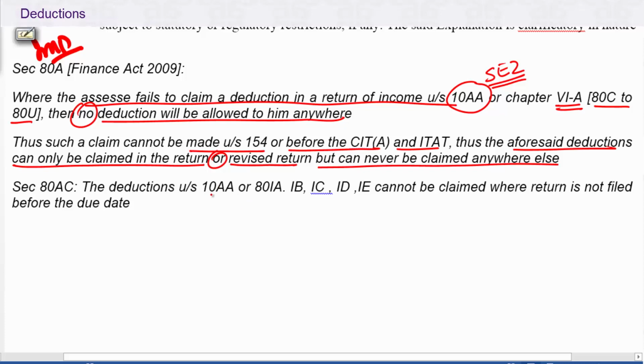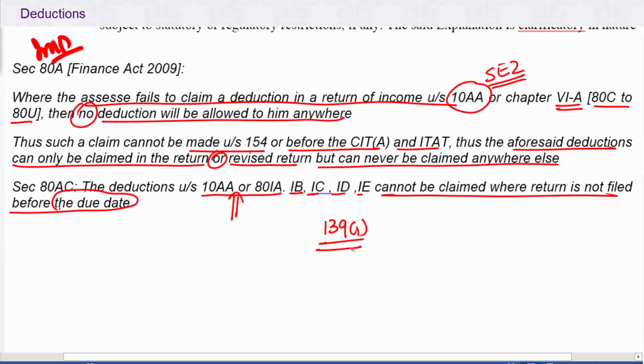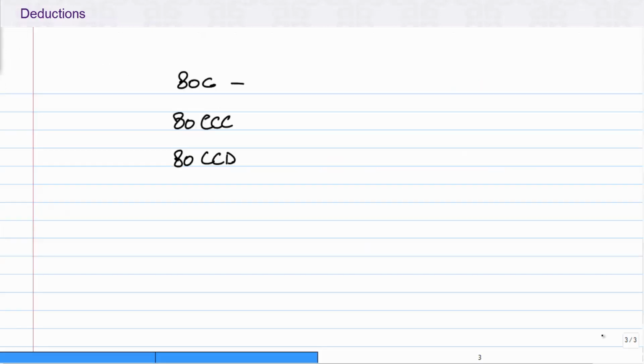He says deductions under section 10AA or 80IA, IB, IC, ID, IE cannot be claimed where return is not filed before the due date. That means to claim these deductions, your return must be filed before the due date under section 139(1). And in case you've forgotten to claim it in that return, you can then claim it by filing a revised return. But you cannot claim it by filing a rectification application or before the CIT appeals or the ITAT. So this point you will mark as important. Right, so the first group we say is 80C, which is small investments.